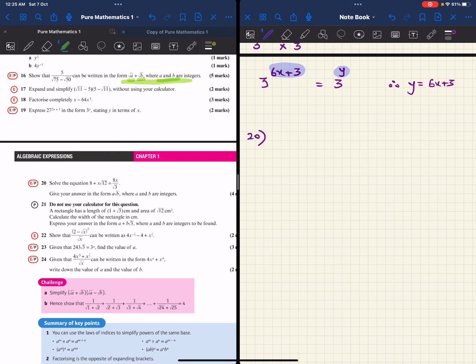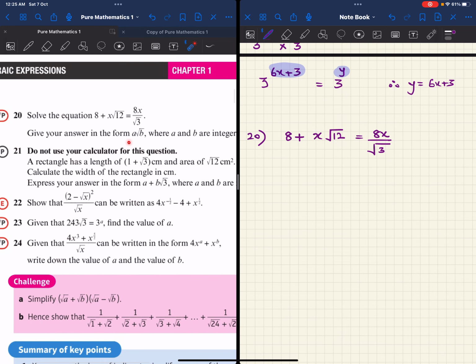So in question 20, we have: solve the equation 8 plus x root 12 is equal to 8x divided by root 3. So we need to write the answer in the form of a root b. If we need to write it in the form of a root b, we know that there is no denominator here, we have just 1. So we will get rid of this root 3 in the denominator here.